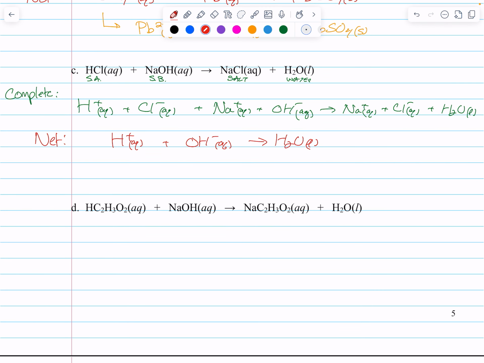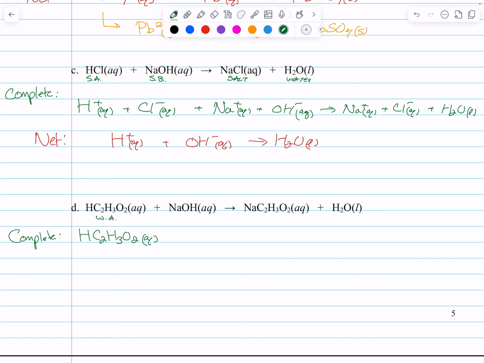For D, what do we have here? Well, for our complete, H in front, that's an acid, but it's not one of my 7 strong. So this is a weak acid, which means we stay together. HC2H3O2 AQ, right? It's a weak acid, so we keep it together.